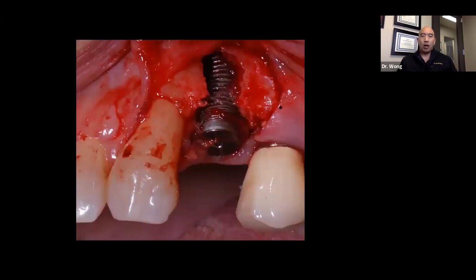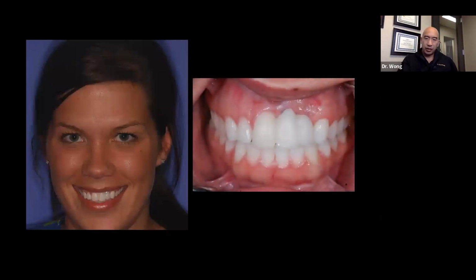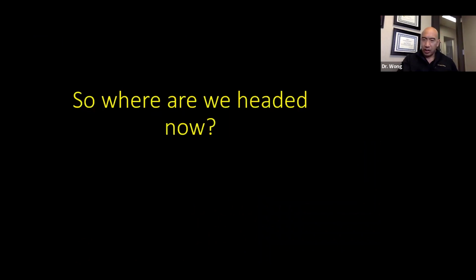So once again, I want us to avoid these types of complications where the implant's way too shallow, blown out facial plate. And now how do we fix this? I get these cases all the time. This is another attractive young woman. She's a dental assistant, and implants just have not been kind to her in a situation like this.